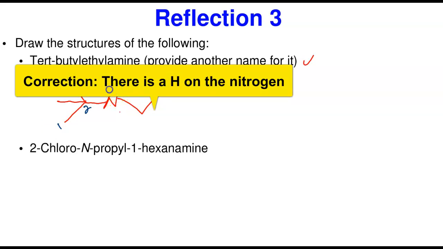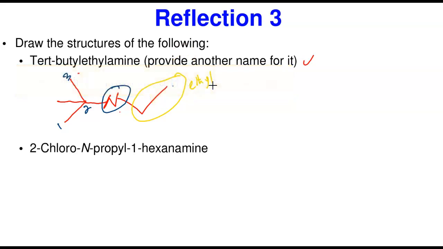And nitrogen is located in carbon number 2. What it means is that this is an attachment, and this attachment is ethyl. So to name it again, I'm going to start with the attachments. There's another attachment, a methyl in carbon number 2. So first of all, let me write the name.